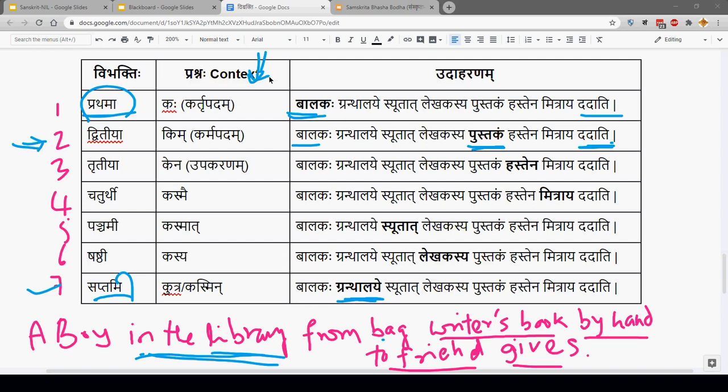Prashna means question. When we look at the verb dadati, gives, if you ask the question kaha, who, then we get the answer balakaha. So balakaha is the subject in the first case ending. Similarly, on the verb dadati, if you ask kim, what, then we get the answer pustakam. That is the word which has to be in the ditiya vibhakti, or the second case ending.